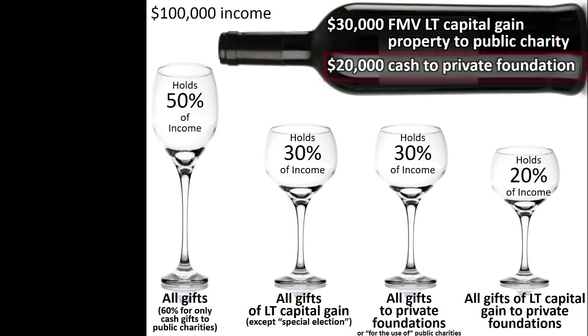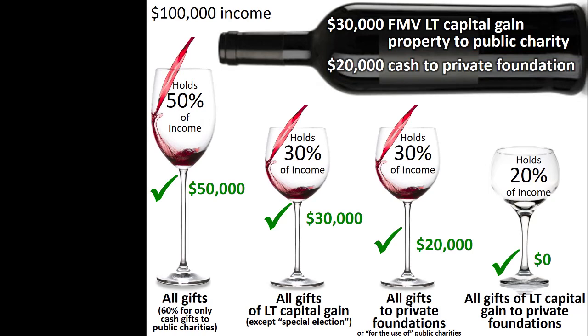Next, consider what happens when attempting to pour these gifts into each glass. The first glass can hold up to 50% of income unless it is holding only gifts of cash to a public charity. All gifts must be poured into this first glass. In this case, all gifts combined total $50,000. 50% of income also totals $50,000. Thus, there is no spillage with the first glass and therefore no carryover resulting from the first glass.